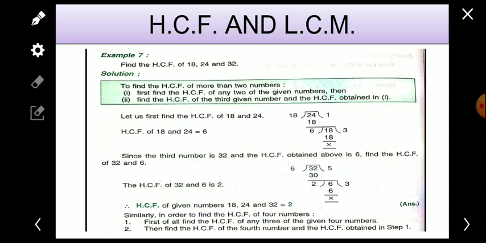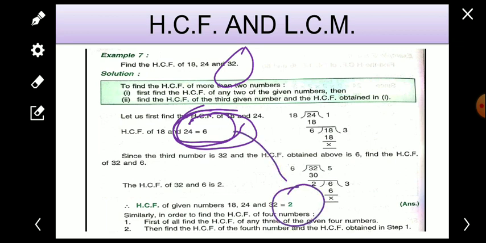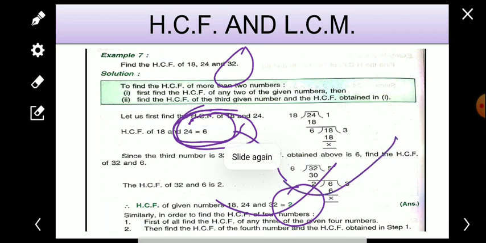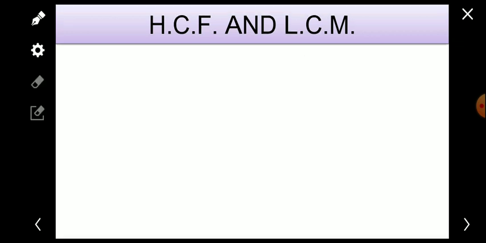I hope that you understood. Even then let me repeat once: if 3 numbers are given and we have to find the HCF of 3 numbers, then at first we will find the HCF of 2 numbers. Whatever HCF we get, we again find the HCF of that and the last number. Whatever we get at last will be the answer. Like this we can find the HCF of 2 or more than 2 numbers.